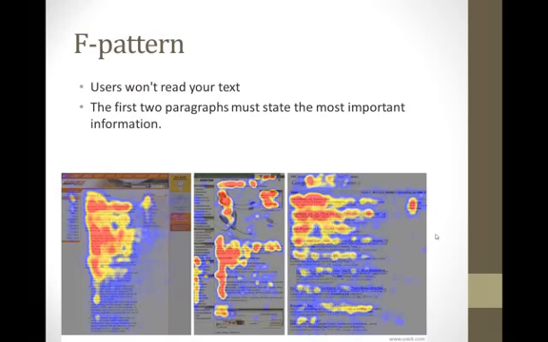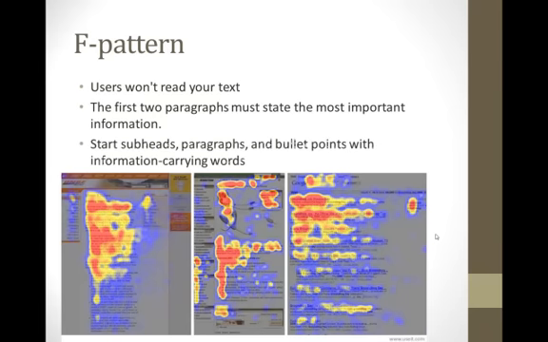The first two paragraphs must state the most important information. So when you're designing, that's what you need to focus on. Up at the top, grab their attention. Start subheads, paragraphs, and bullet points with information-carrying words, because you want the most important thing right away, and sometimes even bold it. If something is bolded, it's more likely to capture their eyes and attention. And when you capture attention, hopefully it's something useful for them, information-carrying words that tell them, oh, this is worth reading on. And only then will they continue reading on.